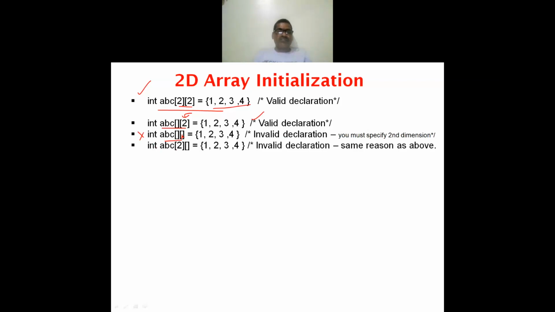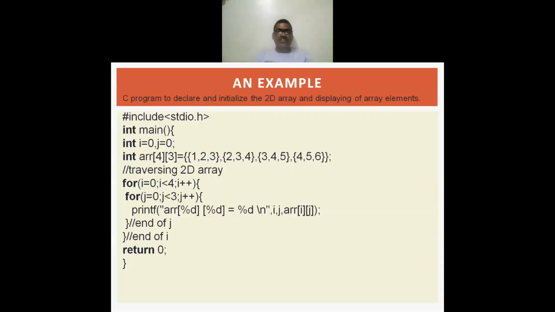So this is also invalid. Same thing holds here. You have specified the rows, but it is not required. But it is mandatory. This number of column specification is mandatory. Fine. So try to understand how we can initialize these two-dimensional arrays basically.